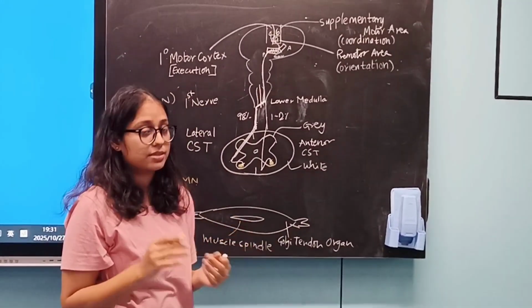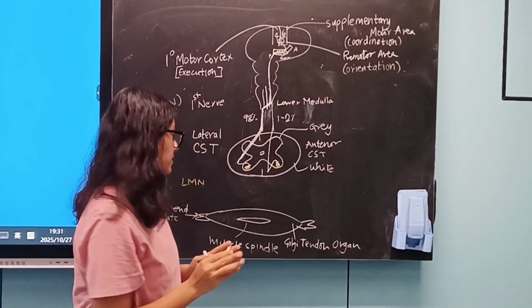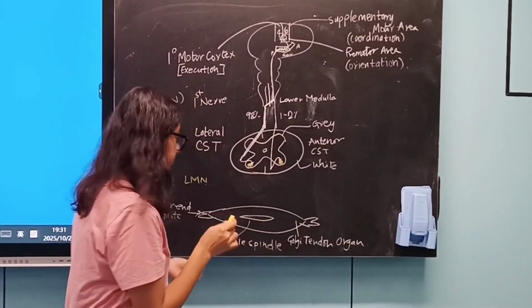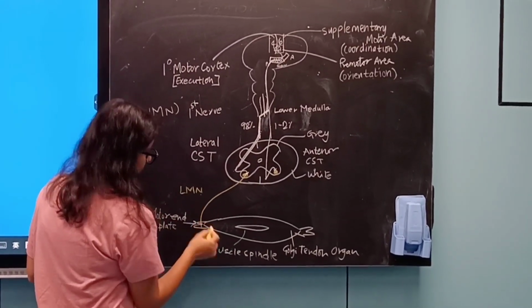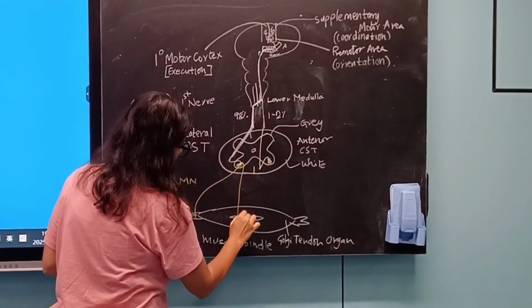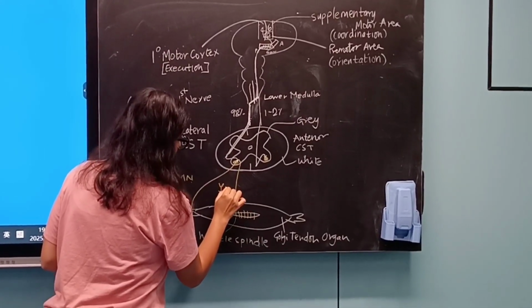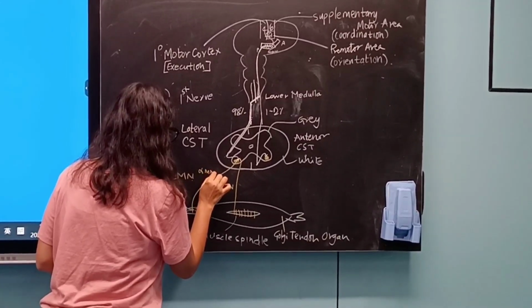Now let me tell you one thing, there are nerves from the spinal cord which go to the skeletal muscle, but we have sensory as well as motor. So for motor, to understand, we have the alpha motor neuron and the second one is the gamma motor neuron. The alpha motor neuron will be going to the motor end plate, while the gamma motor neuron will be going to the muscle spindles. This is your gamma motor neuron and this is your alpha motor neuron.